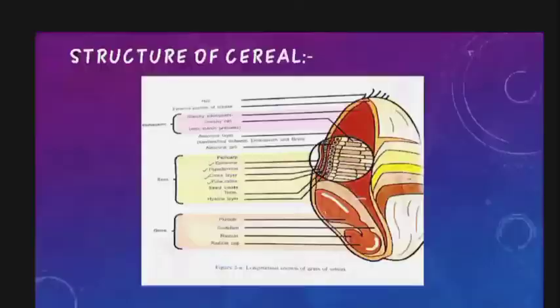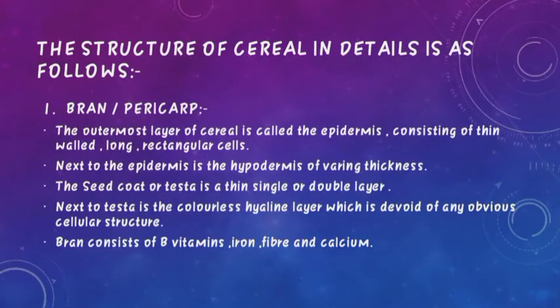Next, the structure of cereal in detail is as follows. I have already told you about bran, which is also known as the pericarp. So, it is the outermost layer of the cereal. Now, it is known as epidermis. It consists of thin walled long rectangular cells. Next to the epidermis is the hypodermis, which is of varying thickness.